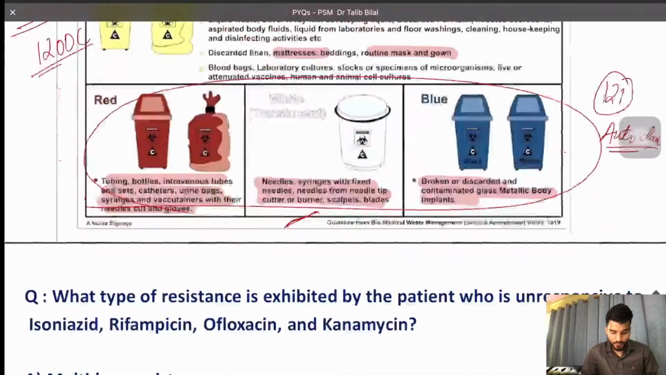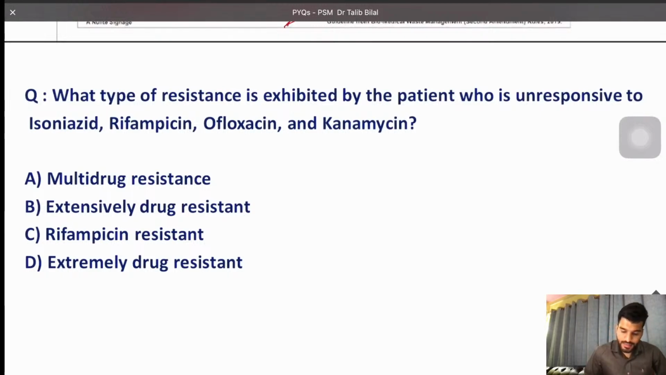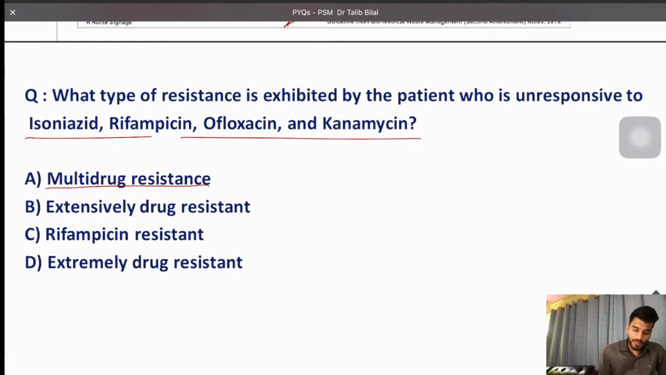Chalo. Which type of resistance is exhibited by the patient who is unresponsive to isoniazid, rifampicin, ofloxacin and kanamycin? If we talk about anti-TB drugs guys, if the patient is resistant to isoniazid and rifampicin, your answer is going to be multi-drug resistance. If the patient is resistant to 4 drugs, that is one injectable drug, kanamycin or any aminoglycoside, ofloxacin, isoniazid and rifampicin, your answer is going to be extensively drug resistance.